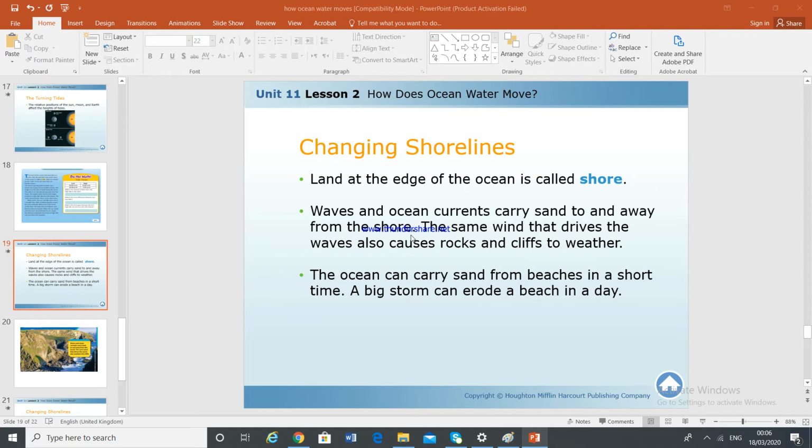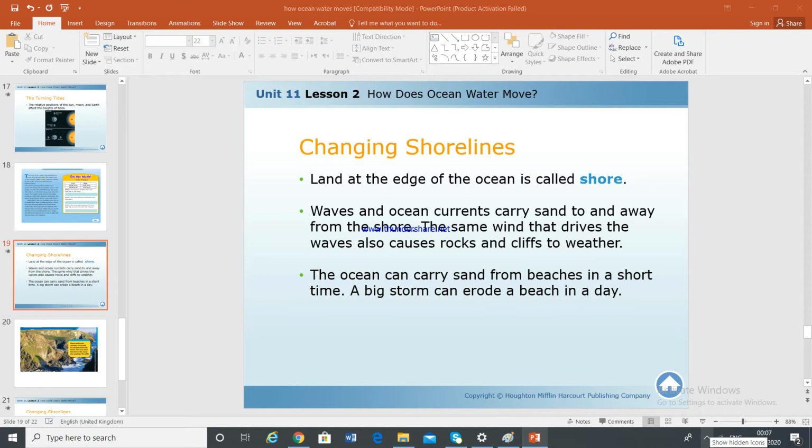That's why the sand moves from the shore, and what is left over? Those rocks which are hurting your foot. You said, I don't want to go into the water without my slippers. I want to wear my slippers. Why? Because they hurt your foot. So the same wind that drives the waves also causes rocks and cliffs to weather.